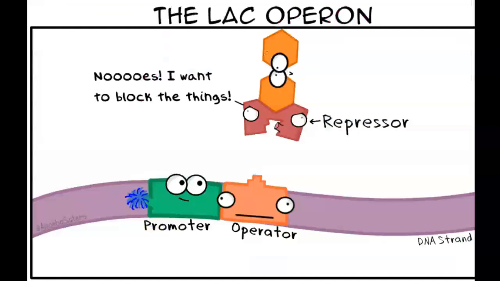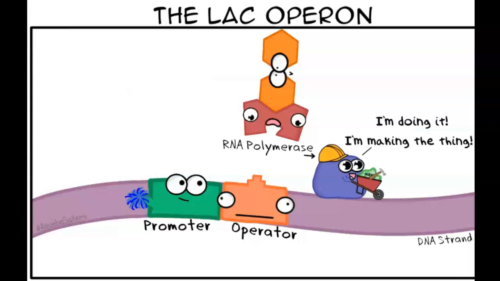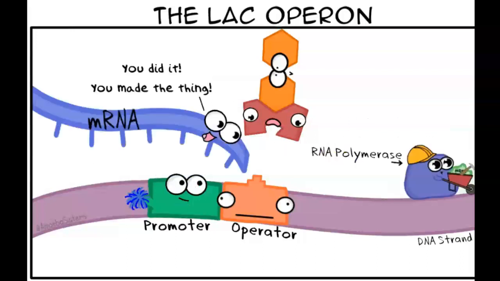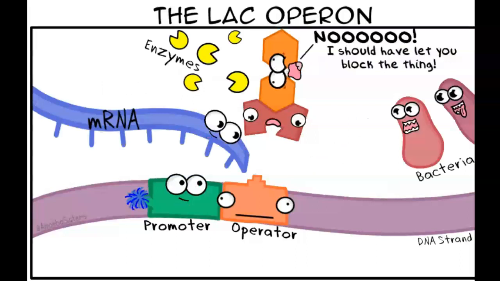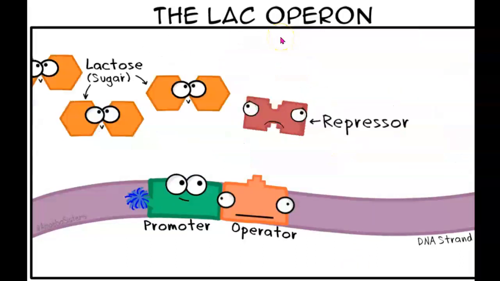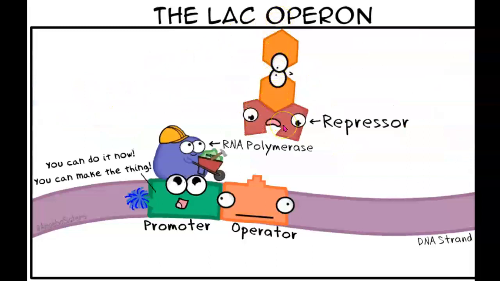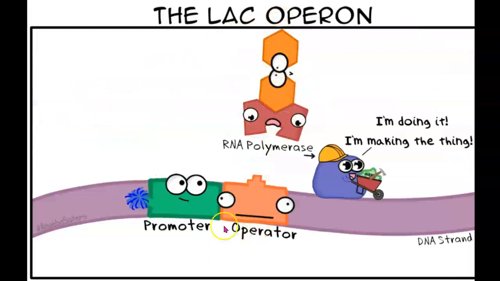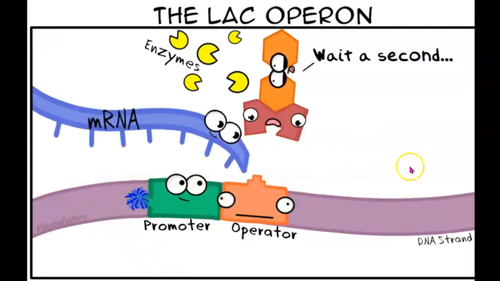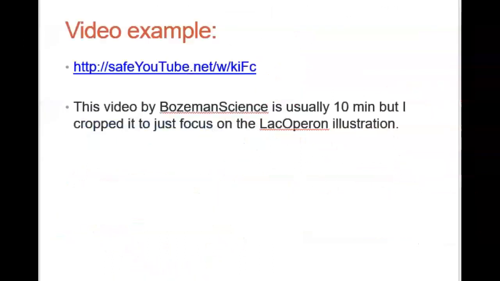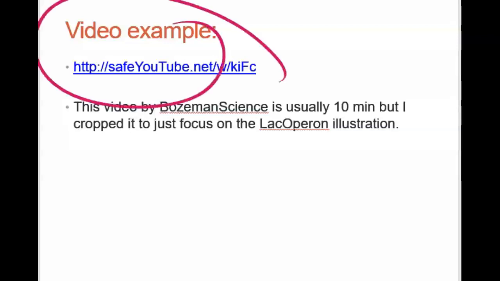I'm finally going to leave you with this animated GIF of the Amoeba Sisters video. It encompasses everything. What you can see here at the top is the lactose sugar, which is a disaccharide, binding with the repressor. So the repressor cannot bind to the operator. That allows RNA polymerase to slide past and make that protein. I have another video from Bozeman Science, which is normally 10 minutes, but I've cropped it down to just the lac operon stuff. I will link this into your content as well.